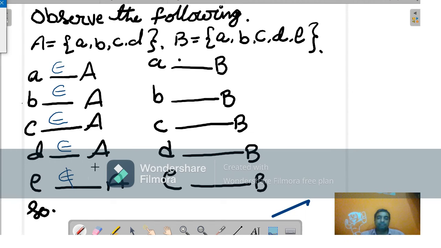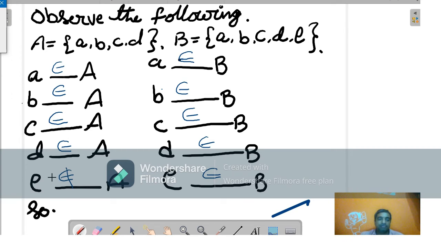So that symbol will come. Now coming to set B, a belongs to B and b is present in B, so belongs. c also belongs. d also is there, so belongs. Then coming to e, e belongs to B.